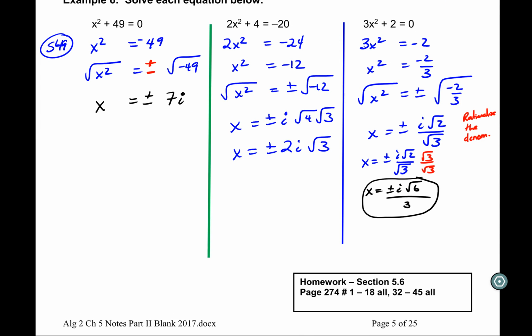I hope this has made sense as we work through our homework, 1 through 18 all, and 32 through 45.